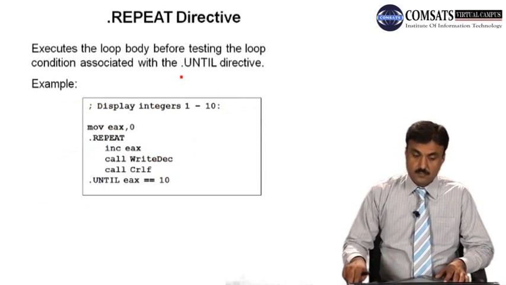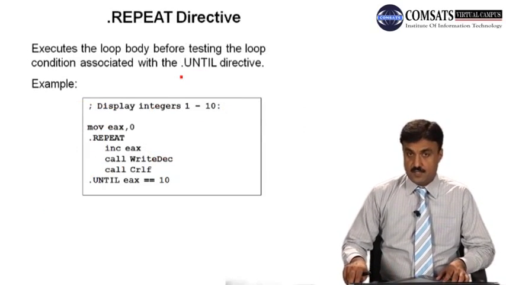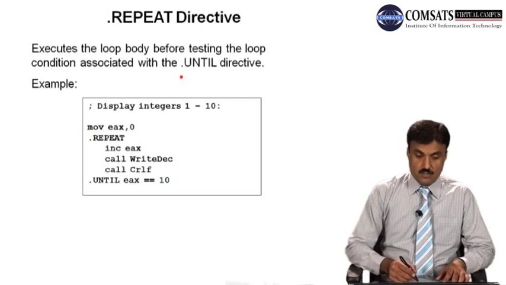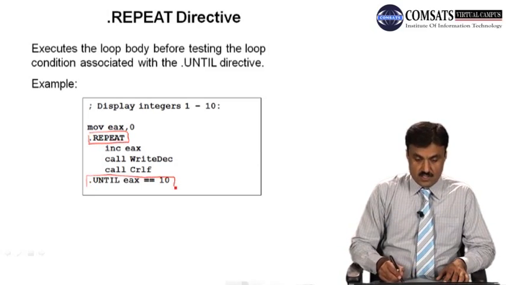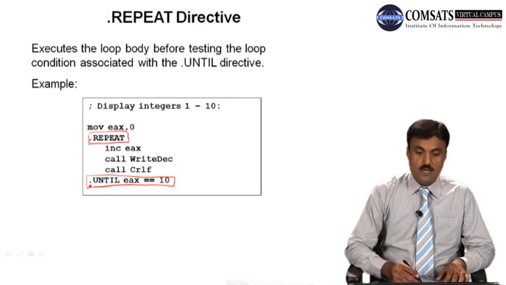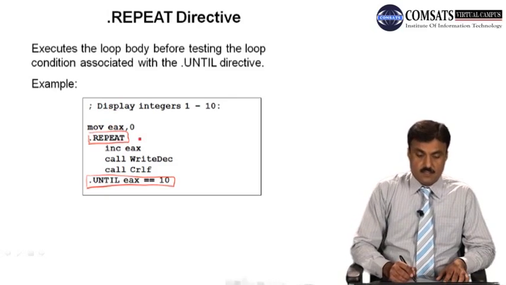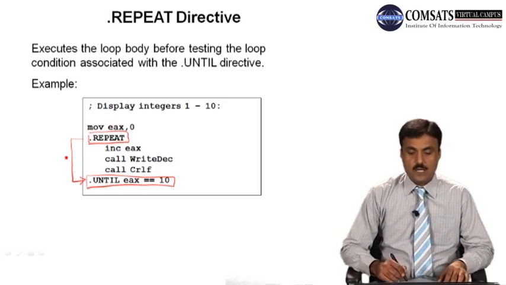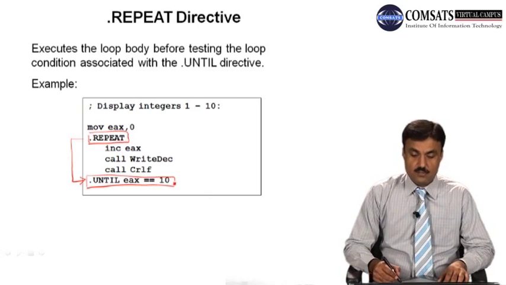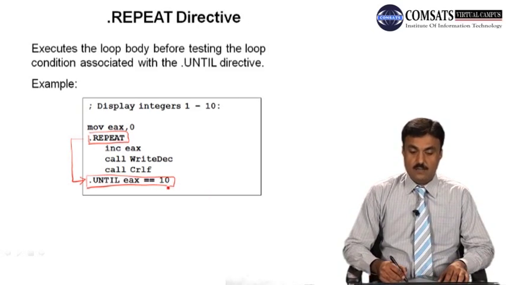And here is the repeat directive. For example, we saw that in the repeat directive we have the keyword .repeat, and the condition is checked in the .until directive. Now in this repeat directive we already discussed that this whole loop will be executed once, whether this condition is true or false. Whatever the condition is, this loop will be executed once.